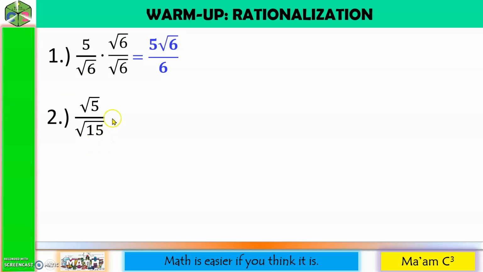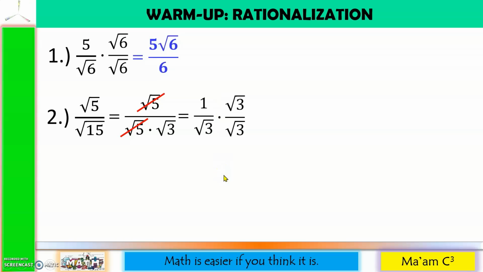Next one. Before multiplying numerator and denominator by square root of 15, let us express square root of 15 as square root of 5 times square root of 3. In this manner, we can cancel square root of 5. So what will be left in the numerator is 1 over square root of 3. So 1 over square root of 3 is a much lesser number to deal with. So let's multiply this with square root of 3 over square root of 3. 1 times square root of 3 is square root of 3. And square root of 3 times square root of 3 is 3.